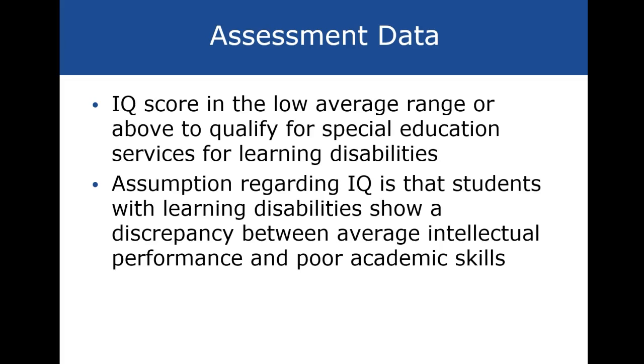Some assessment data that they might be receiving is the IQ score in the low average range. And then regarding the IQ is that students with learning disabilities show a discrepancy between the average intellectual performance and poor academic skills. That's saying that they looked at the IQ of a student, and then if they were not performing at the level that their IQ tested that they should be performing, then it showed that they needed some more accommodations, that they actually have the ability in their IQ to perform the tasks. They just need the extra help to do that.